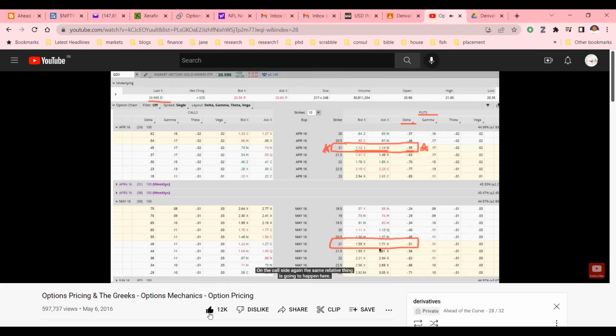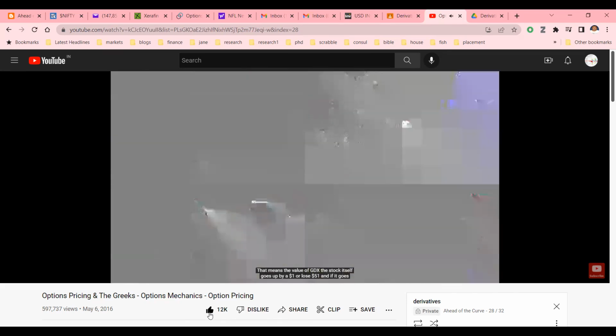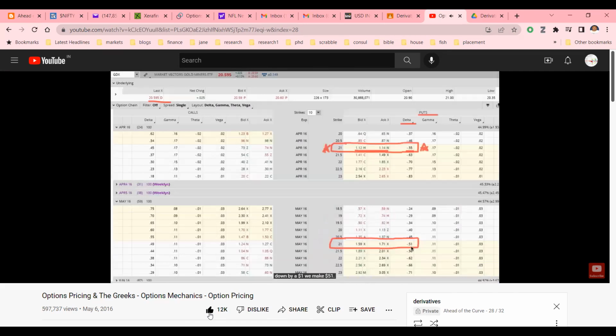Okay, on the put side for May, the same relative thing is going to happen here. You can see that the delta is negative 51 on the 21 strike puts for May. That means if the value of GDX, the stock itself, goes up by $1, we lose $51. If it goes down by $1, we make $51. Okay, so hopefully you can see how that relationship starts to interact with each other.